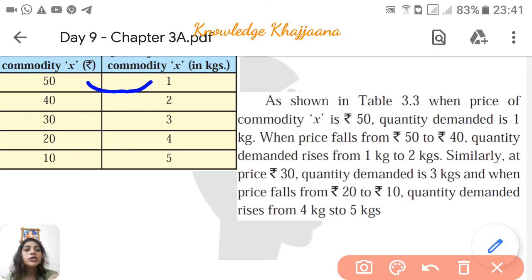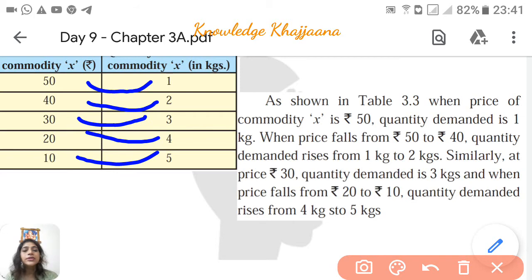When price falls from 50 to rupees 40, quantity demanded rises. See, from 1 it became 2. Quantity demanded rises from 1 kg to 2 kgs. Similarly, at the price of rupees 30, quantity demanded is 3 kg. Okay, and when the price falls to rupees 20, the quantity demanded becomes 4. When the price still continues declining, the quantity demanded is 5 kgs.